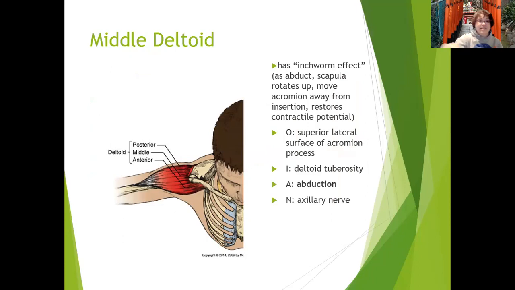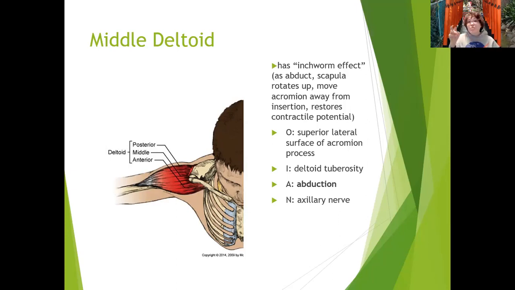Axillary nerve. It has that nice straight line of pull from the acromion process to the deltoid tuberosity. Nice medial lateral movement. It's lateral to the anterior posterior axis, and so it performs abduction.